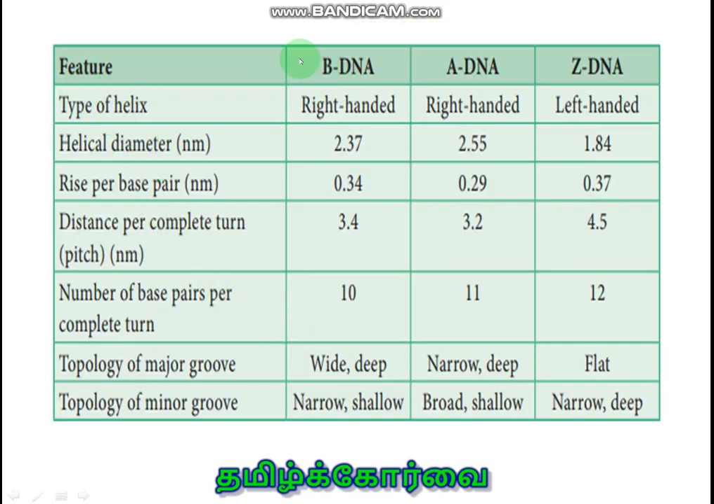And here the features of B-DNA, A-DNA, Z-DNA are given, highlighting the type of helix: right-handed B-DNA, right-handed, left-handed, and the helical diameter is also given, rise per base pair, then distance per complete turn: 3.4 nanometer, 3.2, 3.4, 3.2, 4.5. Topology of the major groove: here it is wide and deep, narrow and deep, flat. Topology of the minor groove: narrow and shallow, broad and shallow, narrow and deep. So this is the comparison of the three DNAs.